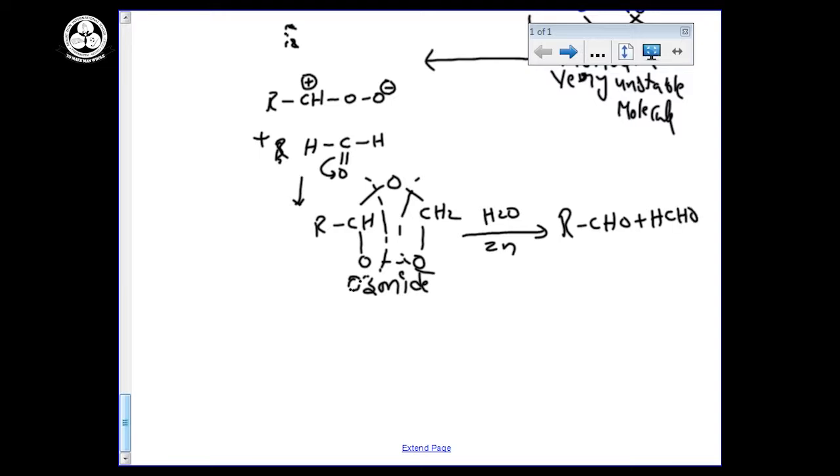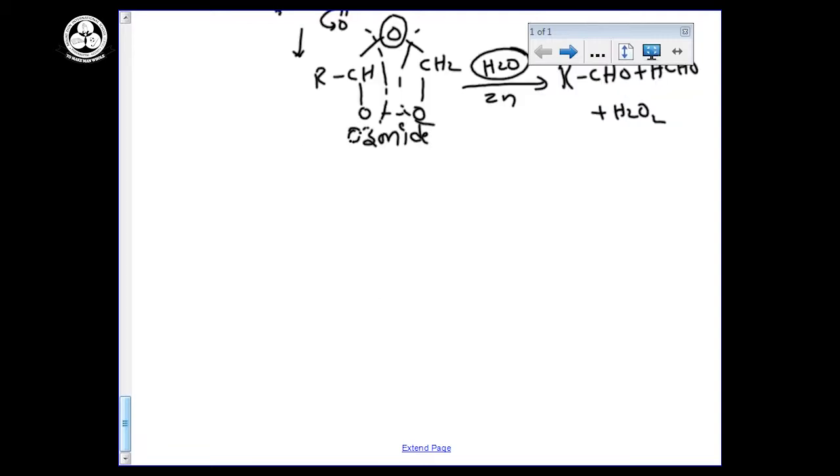Here the very important discussion is about the zinc. The remaining one is H2O. That H2O combines with this oxygen to form H2O2. The remaining are RCHO, one is formaldehyde, HCHO, and the other is also an aldehyde. If there is no zinc, what happens? If there is no zinc, there is a problem.